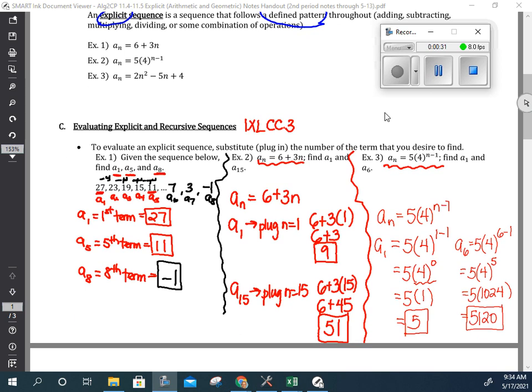So when we evaluate sequences, evaluating sequences is either identifying numbers in a pattern or plugging in numbers into an equation. So when they say A1, that means first term. Take 1, plug it in to the equation, work it out. So evaluating lines up with IXL-CC3. That's evaluating. So you have notes sitting there from last week, Thursday.